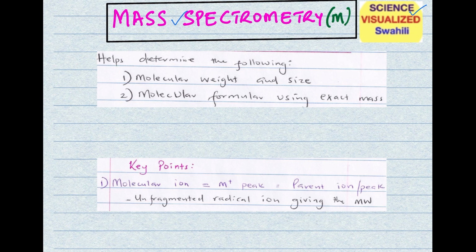Mass spectrometry is also called MS. Mass spectrometry is a method that helps to determine the following. Number one, it can give the molecular weight and the size of the compound. Large molecular weight will mean something is much bigger, like say a polymer. A smaller molecular weight will mean a smaller molecule. Mass spectrometry also gives molecular formula by using the exact mass when you use what's called a double focusing instrument.